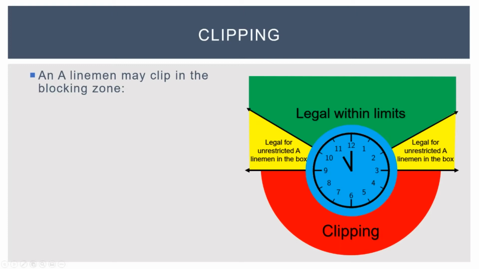It's legal for a lineman to clip in the blocking zone above the knee as long as they don't leave the blocking zone and return and clip. So those are legal clips by a lineman. They could go low and clip somebody in the blocking zone as long as they stay above the knee.